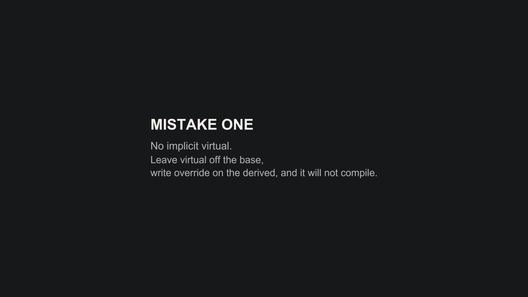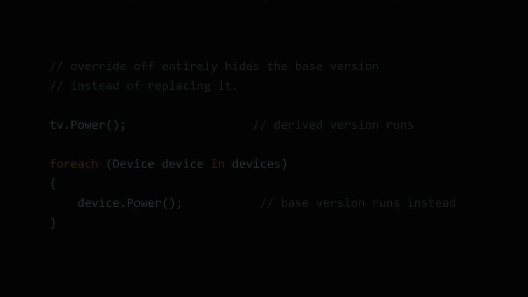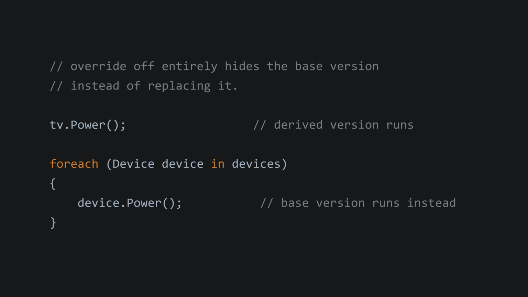First mistake. C# does not make every method overridable by default, the way some languages do. Leave virtual off the base method. Write override on the derived one anyway, and the compiler stops you outright because there is nothing marked virtual to override. Leave override off entirely, and C# lets you compile a method with the same name and signature that hides the base version instead of replacing it. With a warning most people never read.